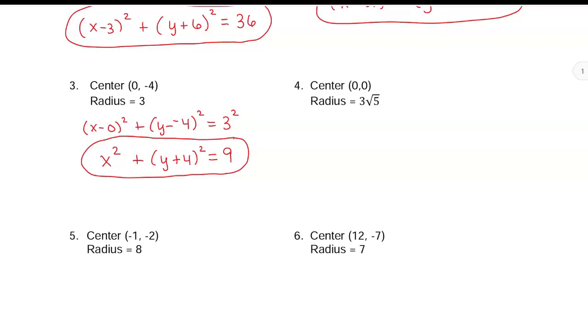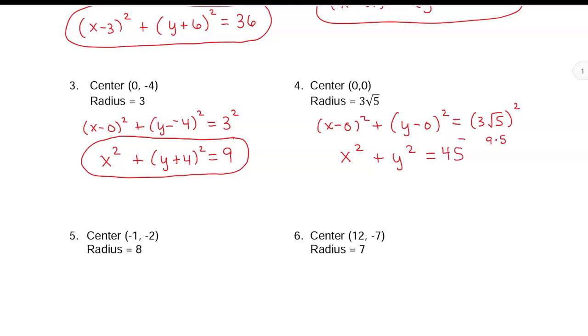Number 4, x minus 0 squared plus y minus 0 squared equals 3 root 5 squared. This one's easy. You just need to write x squared plus y squared on this side of the equal sign. 3 squared, which is 9. And then root 5 squared, which is 5. So that's actually 9 times 5, which is 45. There's your answer for number 4.